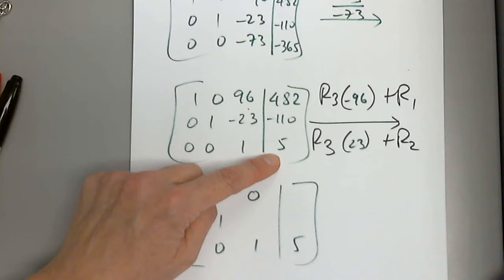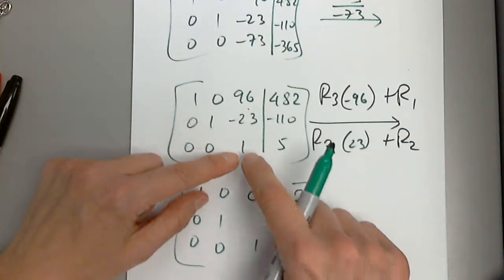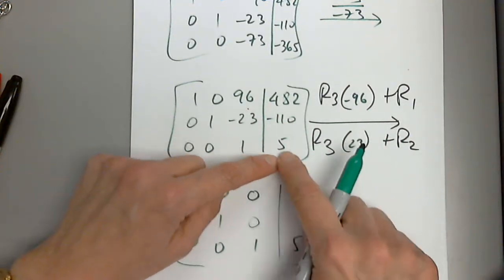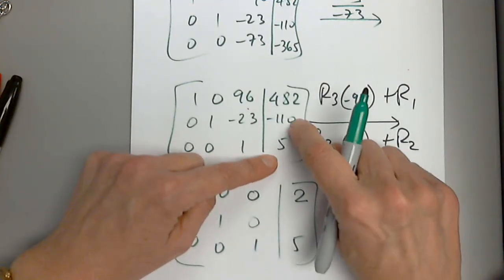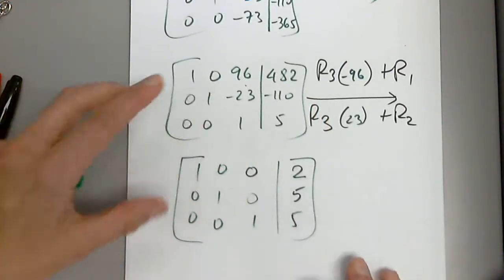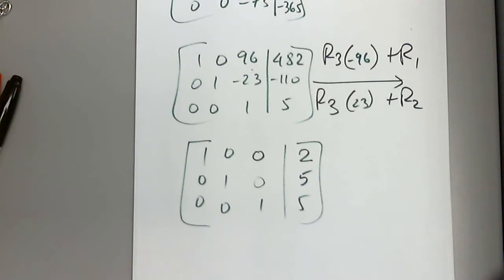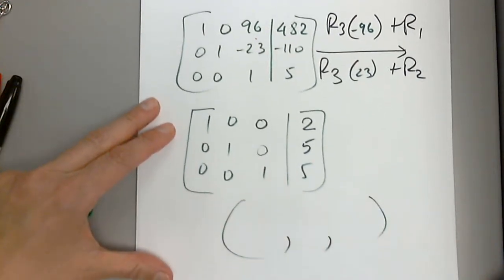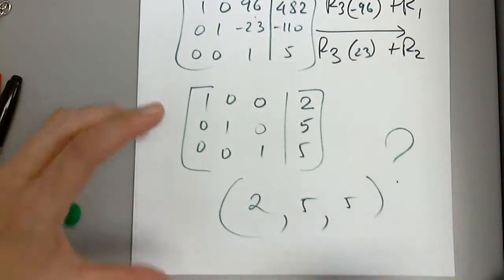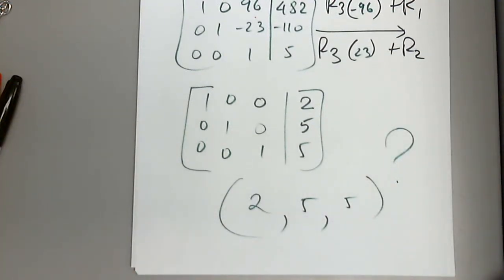And you need parentheses. Is it? Yes. Okay, perfect. So 1 times 23 minus 23. Perfect. 5 times 23 minus 110. 5. It appears, we still don't know for sure, but it appears that the solution is 2, 5, 5. I don't trust it till I go back to the original problem and check.